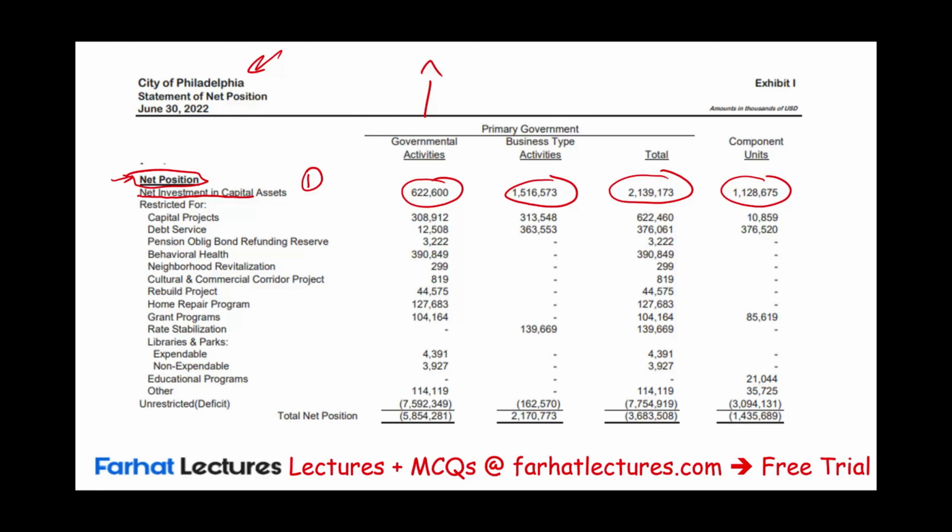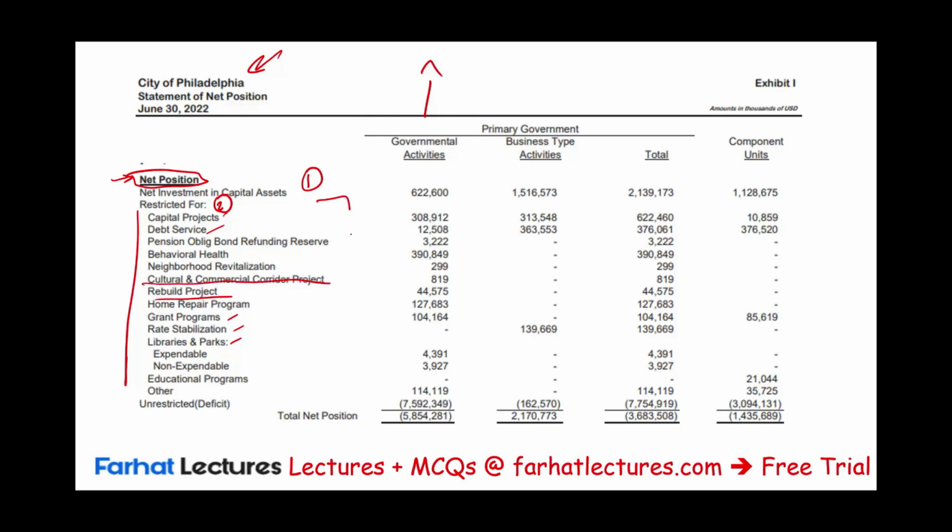Now, obviously, they will have another schedule showing you how they came up with this 622,600, a detailed schedule of how they came up with this. The second category for net position is restricted net position, and you can see here a bunch of examples: capital project, debt service, grant program, rate stabilization, libraries and parks. Those are positions or net assets that are restricted for cultural and commercial corridor projects, rebuild projects, net position that is restricted.